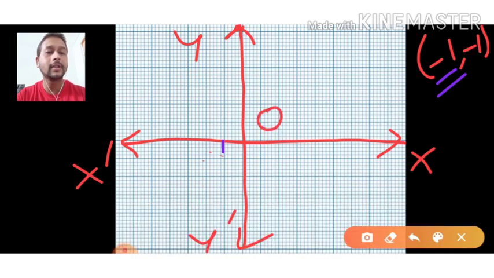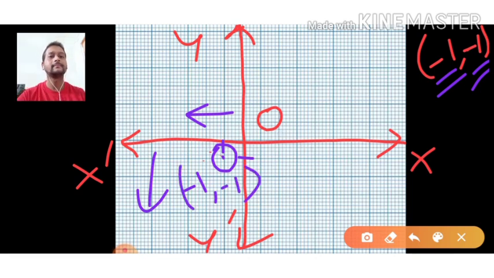This is the origin. At first we have to go to the left hand side. Minus 1 we have gone, and then again it is minus 1. We know y is negative, so we have to come downwards. How many units? 1 unit, so this is minus 1. So the point will be here, this point will be (-1, -1). Likewise we have to plot the points on the graph paper.